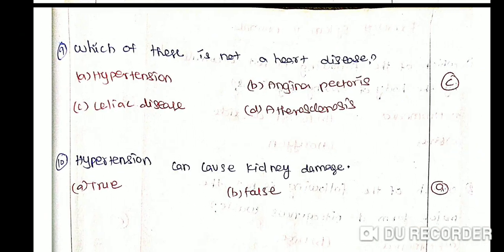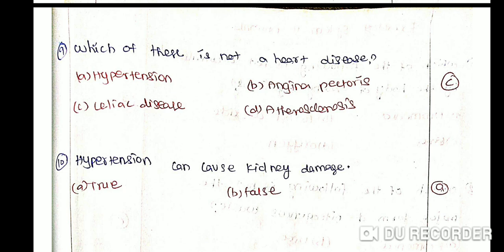Which of these is not heart disease? Option A hypertension, option B angina pectoris, option C celiac disease, option D atherosclerosis. The correct answer is option C celiac disease. The other three come under heart disease. Hypertension or high blood pressure, angina pectoris or acute chest pain, and atherosclerosis or coronary artery disease are examples of heart disease. Celiac disease is a disease of the digestive system.